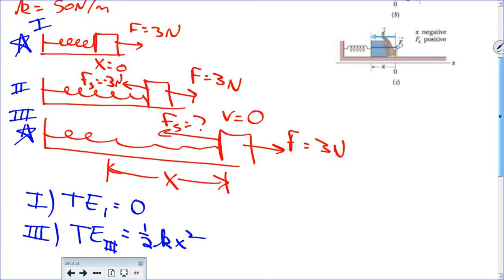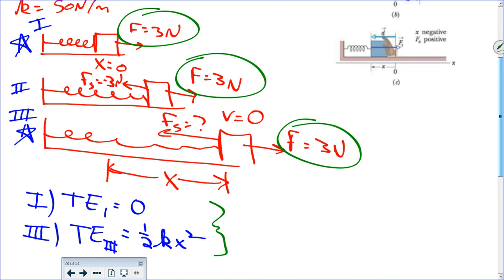Next question. What do I know about the energy? Is it constant? No. So now we want to think about our non-conservative work. Between these 2 points, where's the non-conservative force coming from? The spring's not non-conservative. Remember, gravity and spring are conservative, right? So the non-conservative force is this, the 3 newtons.